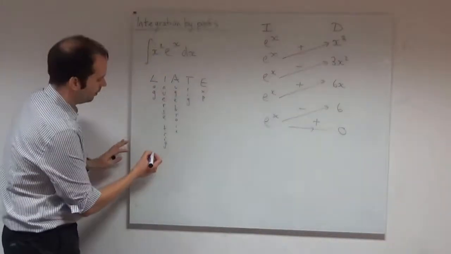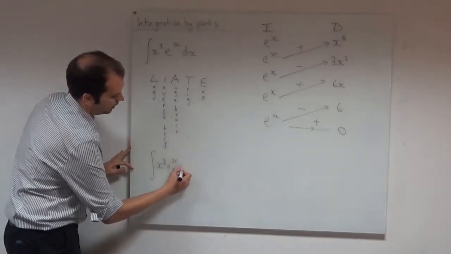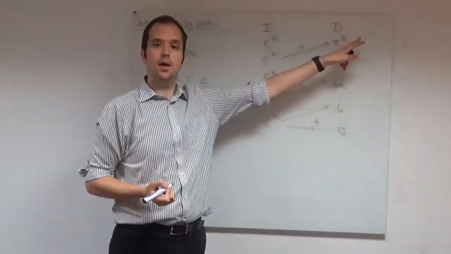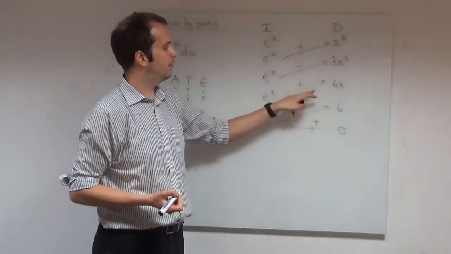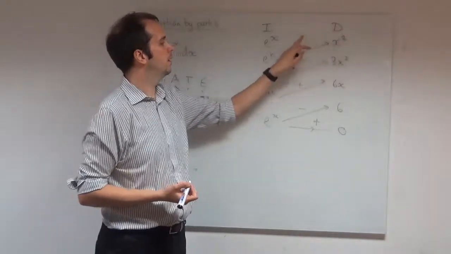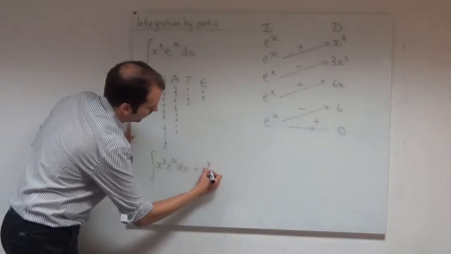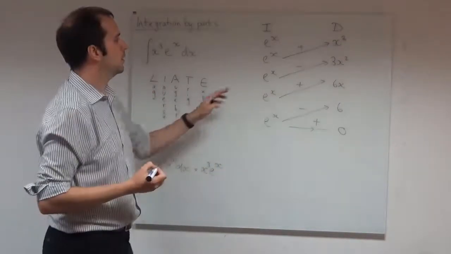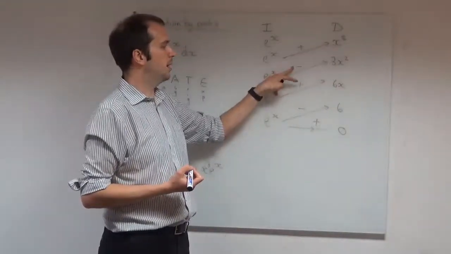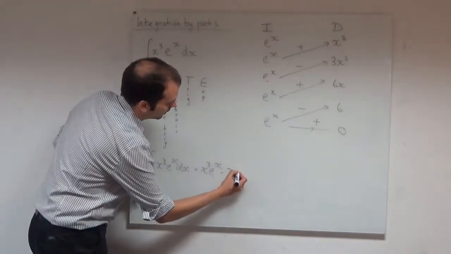We can now write down the integral of x cubed e to the x is given by e to the x times x cubed. So these arrows actually represent multiplication. So it's e to the x times x cubed times by plus 1. So that would be x cubed e to the x. The next one is e to the x times 3x squared times by minus 1. So that will give me minus 3x squared e to the x.